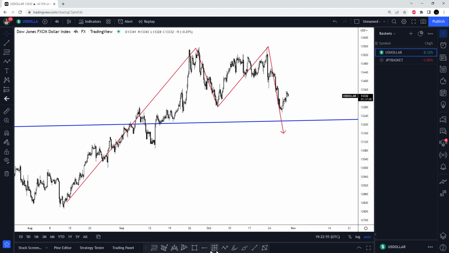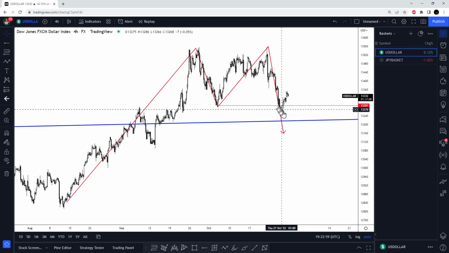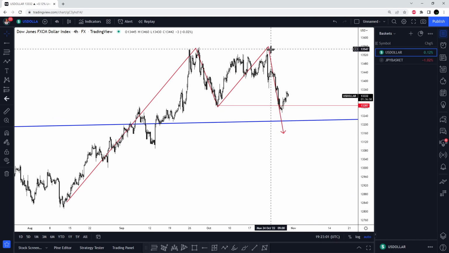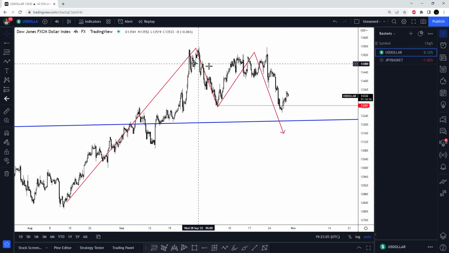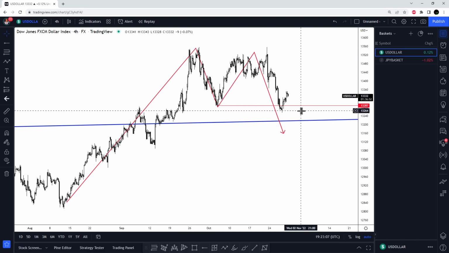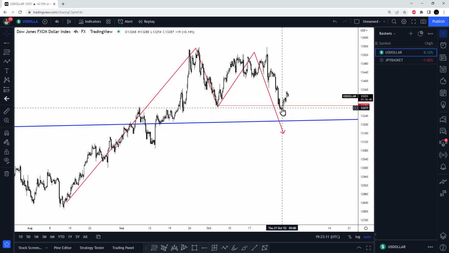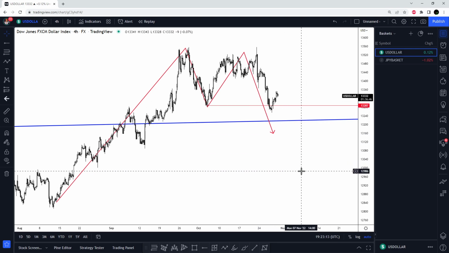So the idea here would be that if we break this, like right now it bounced off, so I'm a bit worried, but this is an Adam and Eve double top. This is the name of this pattern, but now it kind of did a fake out over here, so it's not quite confirmed yet. But now we're seeing a pattern in a pattern, so this is bearish for me anyways.